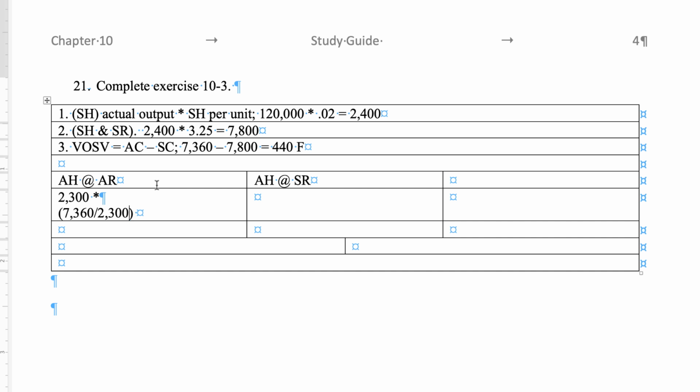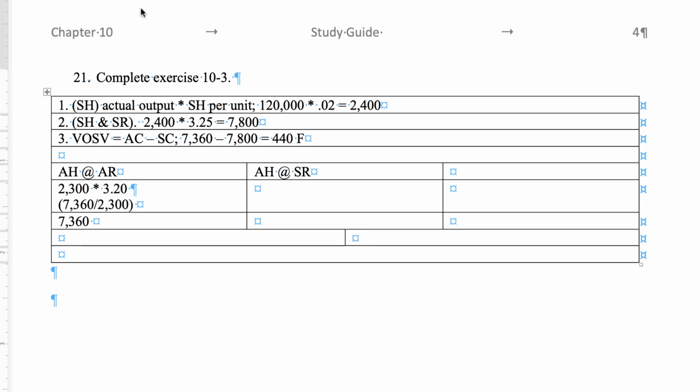I'm sorry, I'm trying to make this look a little bit more aesthetically pleasing, and I want you guys to figure out how I got this number, the 3.20. And again, I got that by dividing total cost by the actual hours. That's how I got the 3.20. So if we multiply this out, 2,300 times $3.20, we end up getting, again, a bit redundant, 7,360. But I just wanted you to see how these numbers are related, okay, and how the calculations are done, right?